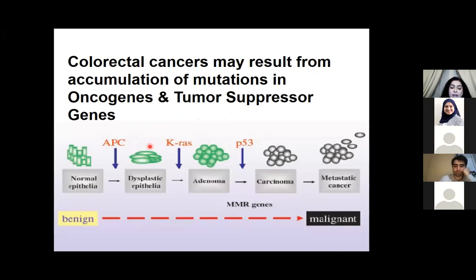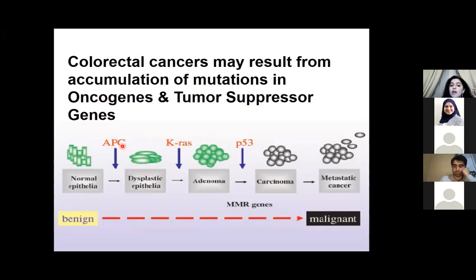As you can see, this diagram is a simplified one. It illustrates how a normal epithelium can turn first to a dysplastic epithelium by mutation of one of the tumor suppressor genes, which is the adenomatous polyposis coli gene. Then further accumulation of further mutation of the KRAS, which is an oncogene, will lead to more cell growth, and it will turn to an adenoma. Additional mutation of a tumor suppressor gene like P53 can turn it to a carcinoma. Then it can turn to metastatic cancer.